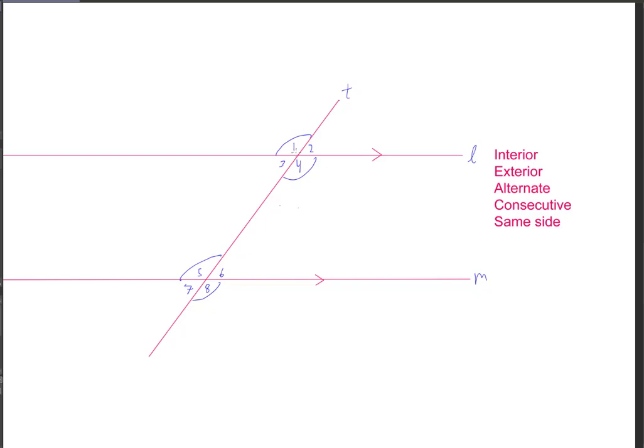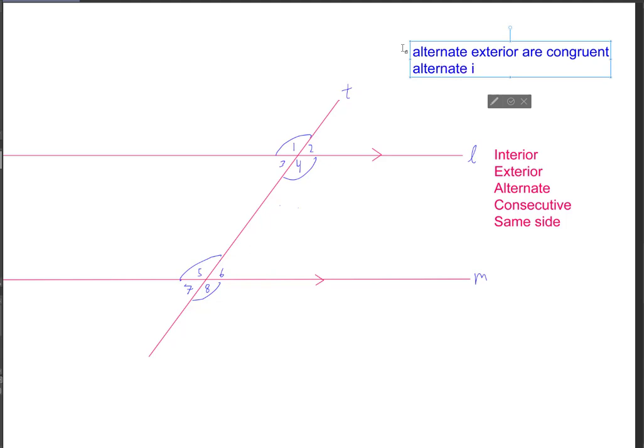So you could actually make a lot of reasonings here. Basically 1 and 8 are alternate exterior angles, right? So when you have two parallel lines cut by a transversal, let me actually just type these out. I think that'd be a little bit better. So alternate exterior angles are congruent. Also, by the way, 4 and 5 are alternate interior angles, and they are congruent, right? So hopefully that makes sense.